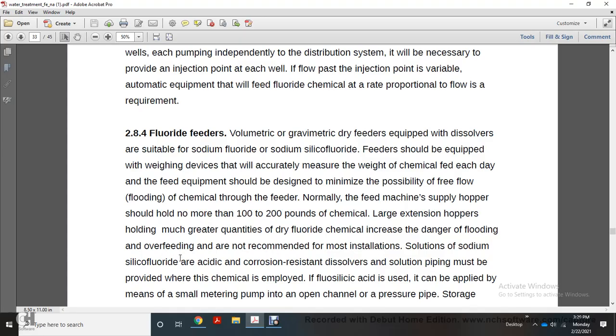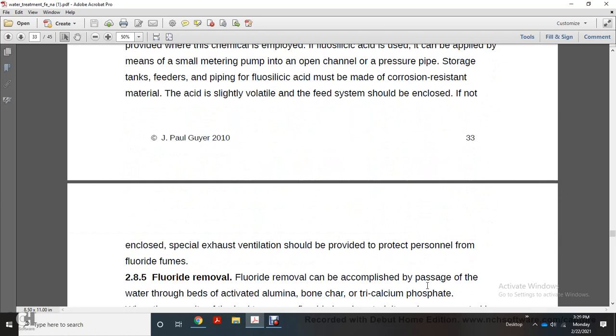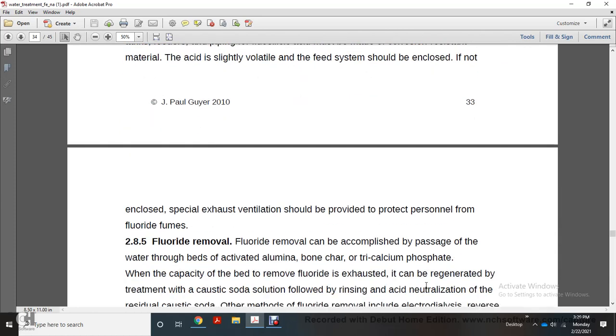Solutions of sodium silicofluoride are acidic, so corrosion-resistant dissolvers and solution piping must be provided when this chemical is employed. Fluorosilicic acid is also used and can be applied by means of a small metering pump with an open channel and a pressure pipe, storage tank, feeders and piping. The fluorosilicic acid system must be of corrosion-resistant material. The acid is slightly volatile and the feed system should be enclosed. If not enclosed, special exhaust ventilation should be provided to protect personnel from fluoride fumes.